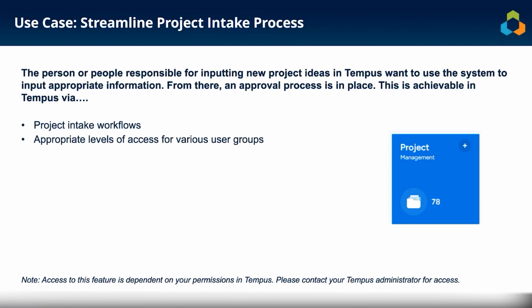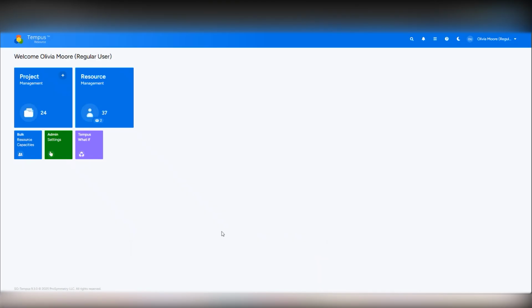for various user groups. In this example, I am going to log in as two different users to show different levels of access that user groups can have. So in this first scenario, I am logged in as a user named Olivia. And I am a regular user. So I only have access to do certain things in Tempus.